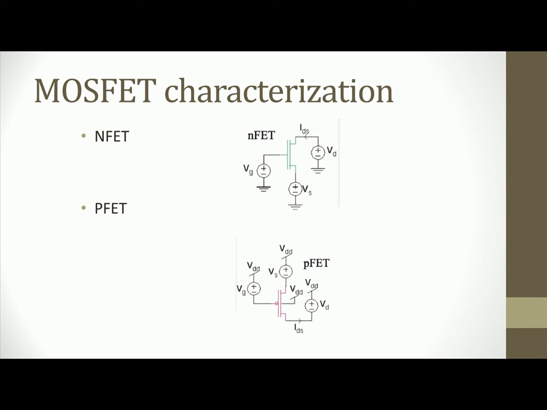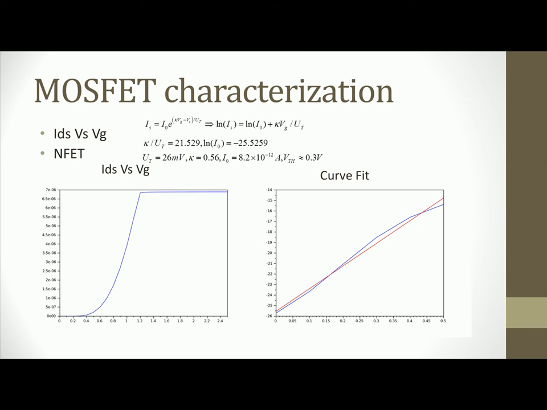We use these two circuits to do the characterization. The first thing is the gate voltage sweep. This is the gate voltage sweep current in linear coordinates for the MOSFET, and we fit this curve from 0 to 0.5 in log coordinates to get the derived slope of kappa over UT, and we get all the data from the curve fit.